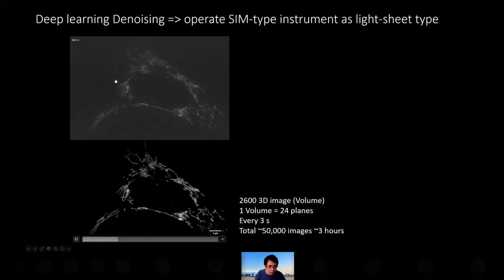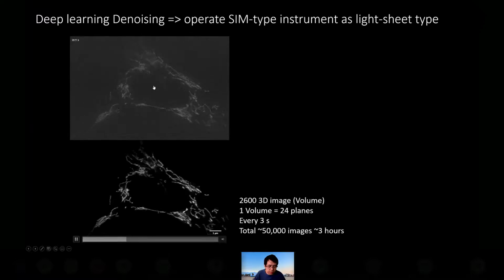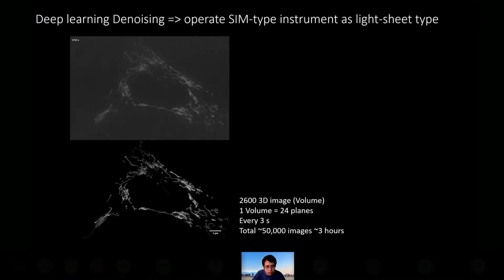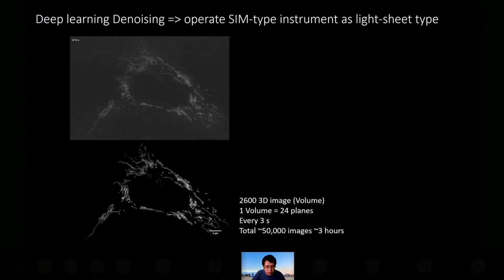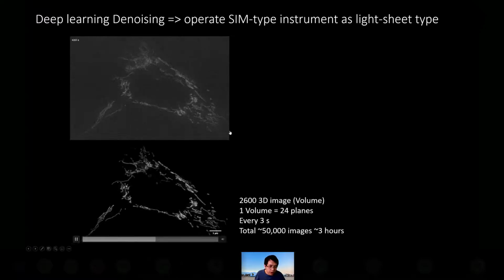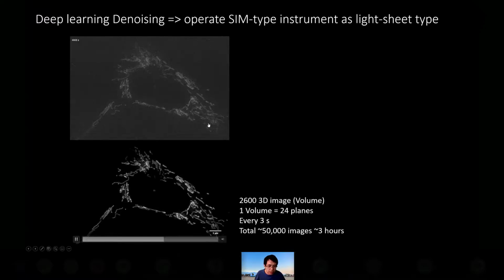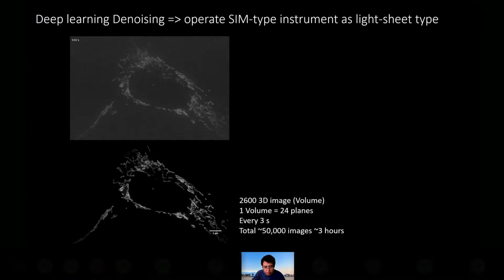We are using very low excitation power, because it is well known that structured illumination microscopy could provide us a better resolution, but photobleaching is also an issue. In contrast, light sheet microscopy does not provide such high resolution, but the photobleaching and photodamage are much less severe compared to structured illumination microscopy. So we found that a combination of structured illumination microscopy and deep learning will enable us to operate a structured illumination microscope as a light sheet microscope type instrument.